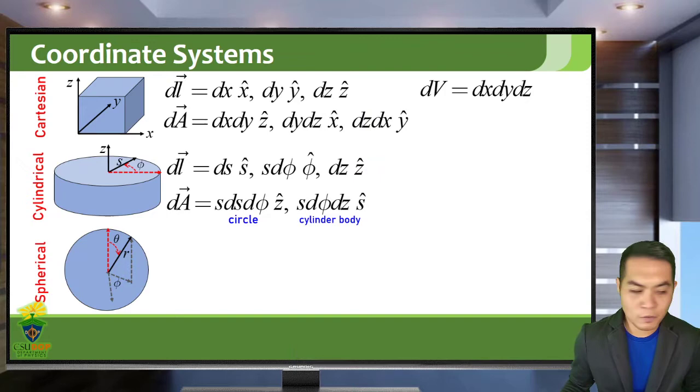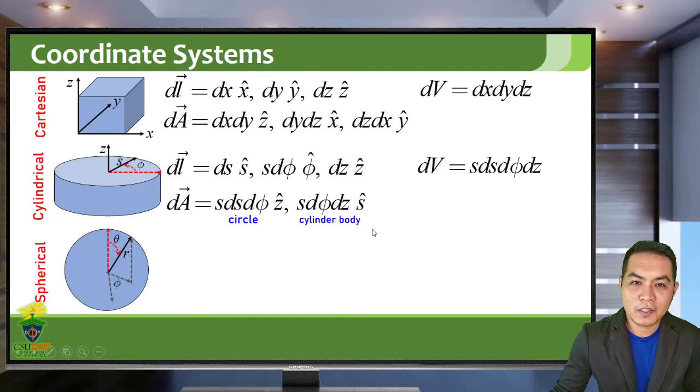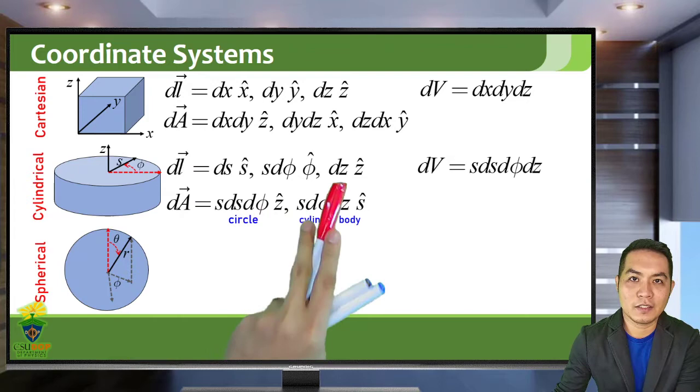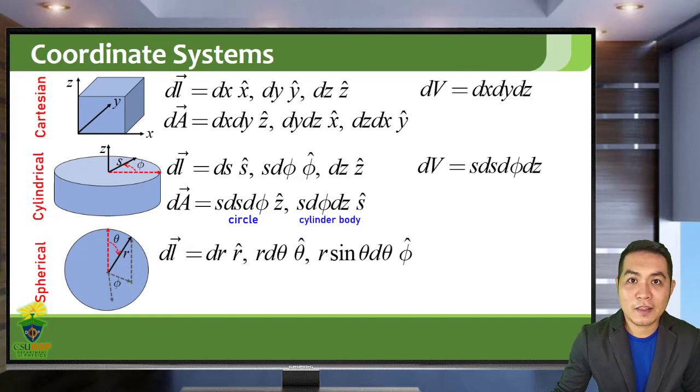So for the differential volume, of course, it's a scalar quantity. It's just the product of the three differential lengths, ds, s d phi, and dz. For spherical coordinates, these are the three differential length elements.